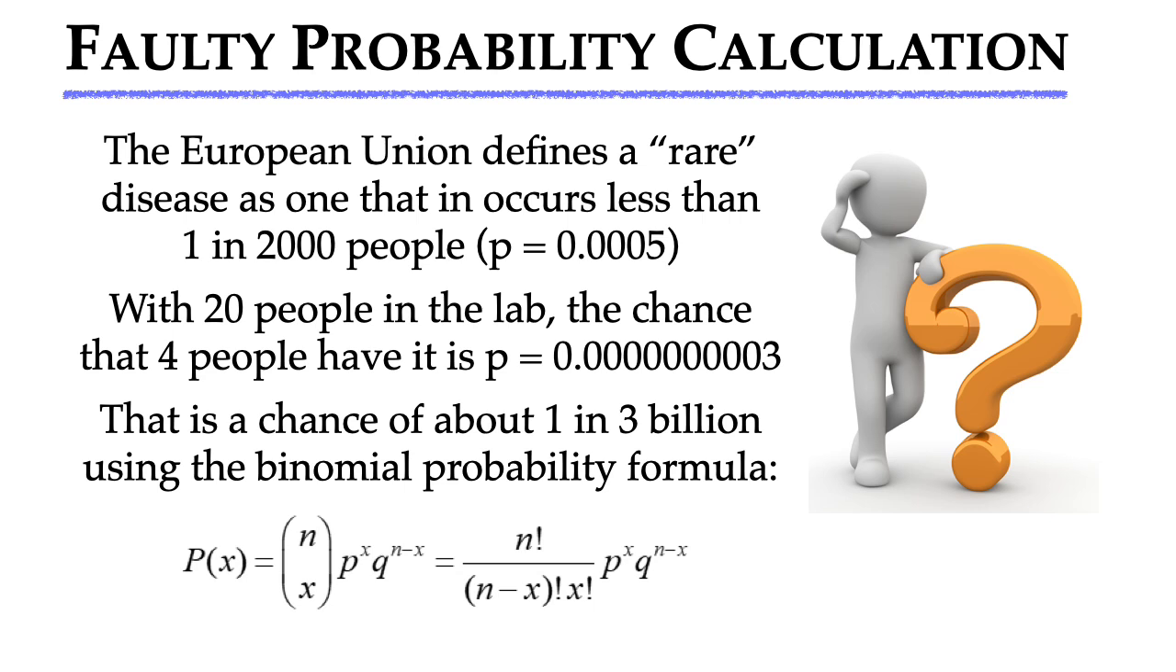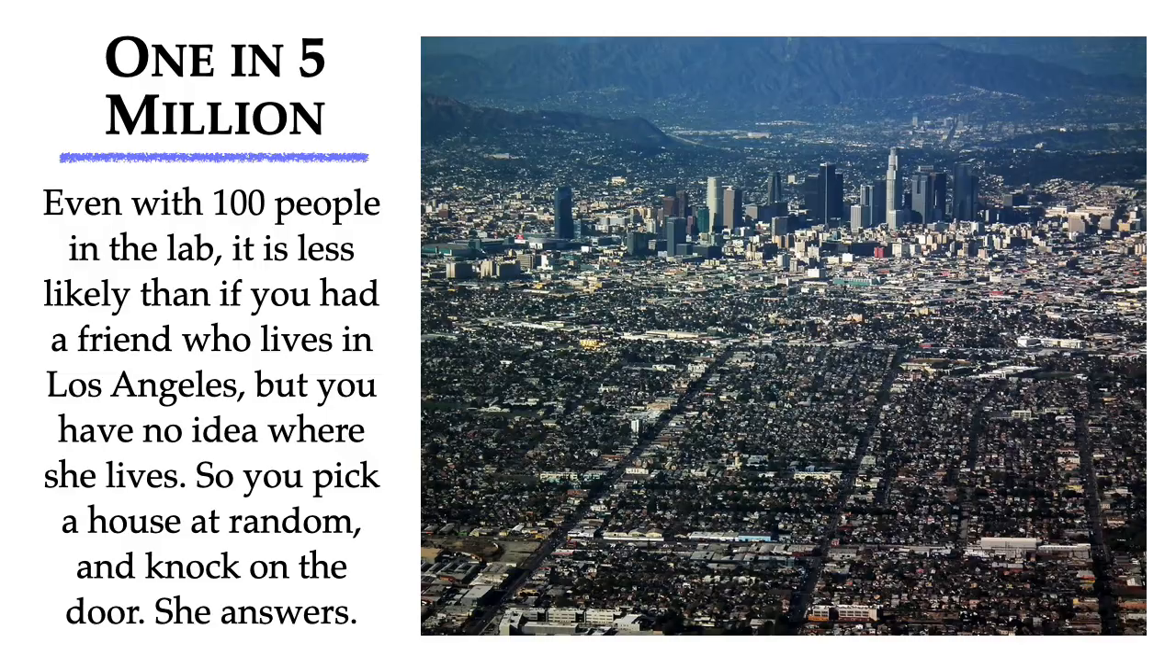Even if you increase that all the way up to 100 people in the lab, the chance of this occurring would be 1 in 5 million. So what is 1 in 5 million like? Well, even with 100 people in the lab, it's less likely than if you had a friend who lives in Los Angeles, but you have no idea where she lives, so you just pick a house at random, let's say using a dartboard, and you knock on that door and she answers. That's how likely that is.